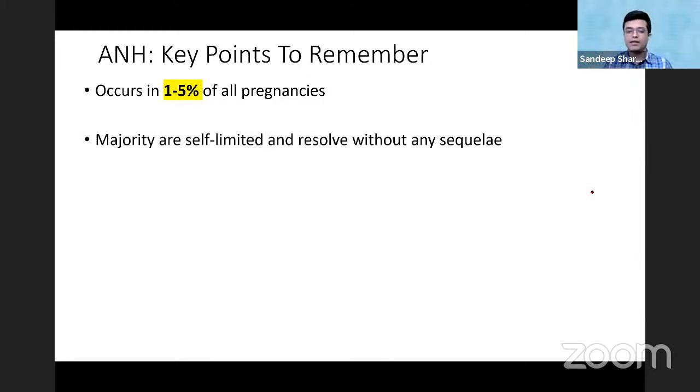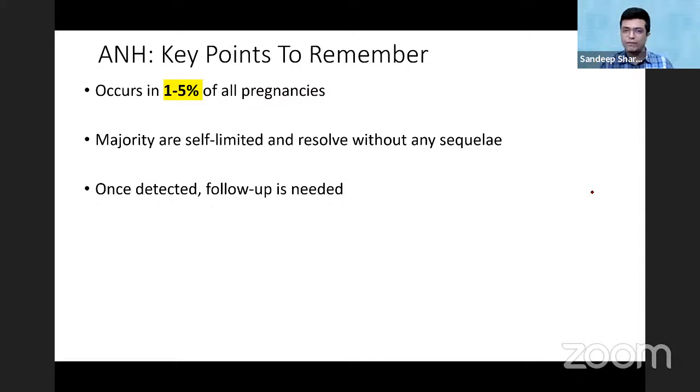Then majority of them are self-limited and they tend to resolve without any sequelae. So in this, you have to remember the number 5. Up to 5% of all pregnancies, antenatal hydronephrosis occurs. And by 5 years of age, majority of them tend to resolve. So 5 is important, right?